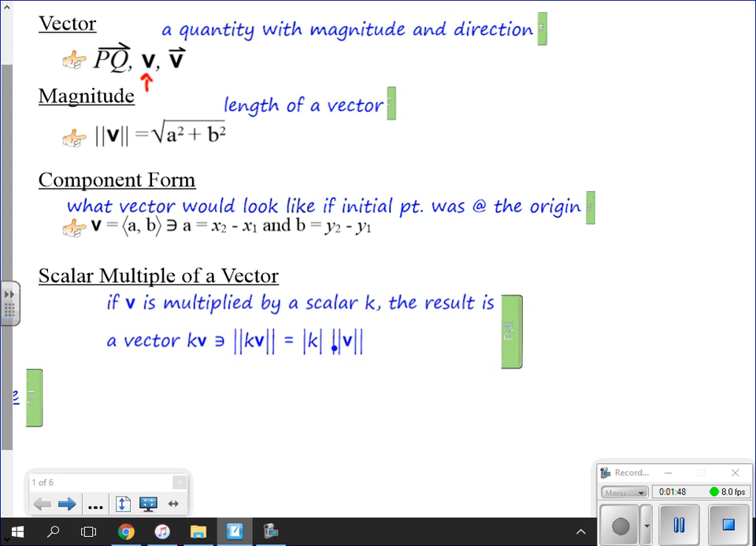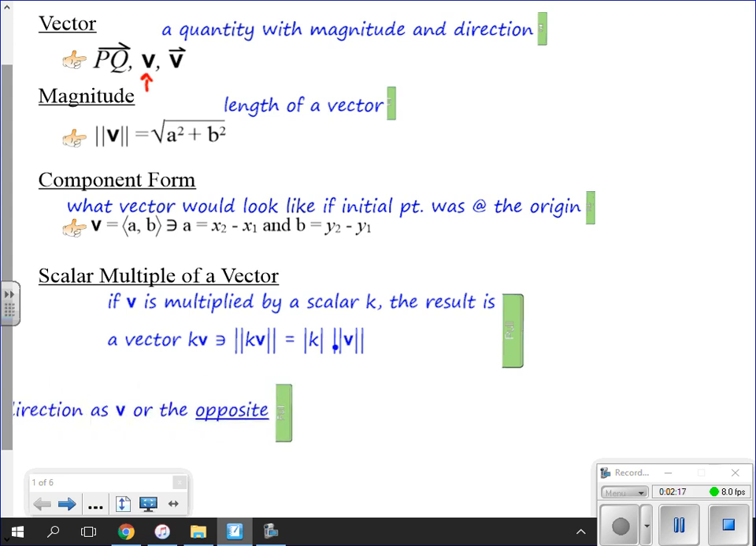And then we will do some work with vectors. The scalar multiple of a vector. If vector v is multiplied by a scalar k, the result is a vector kv with the magnitude of kv equal to the absolute value of k times the magnitude of v. In other words, if you multiply it times 2, it is twice as long. If you multiply it times -2, it is still twice as long, just going in the other direction.